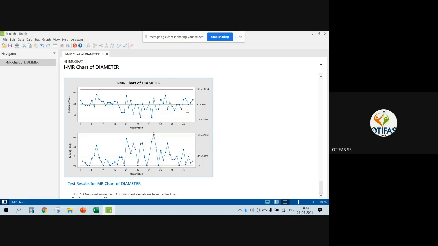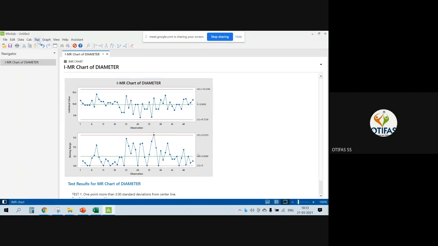Why has it happened? Is there a tool breakage? Is some skillful person missing? Some new person came and did it, an unskilled, unauthorized person did it. Is it a tool breakage? Is it a machine breakage? You need to analyze, because this is not natural. This is something assignable cause here. So this is what an IMR chart is.